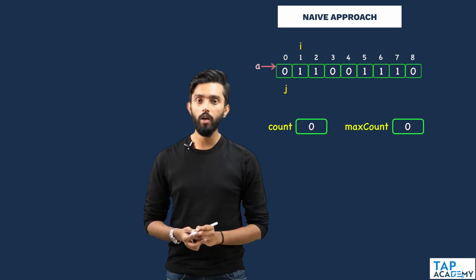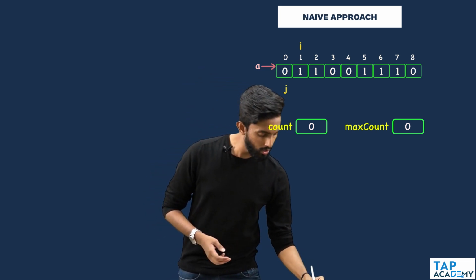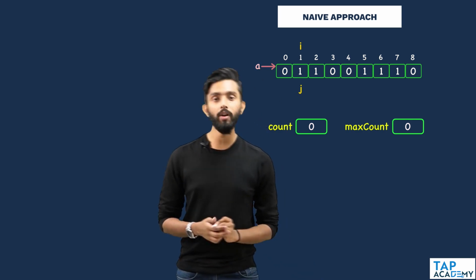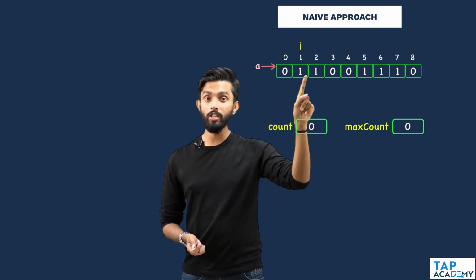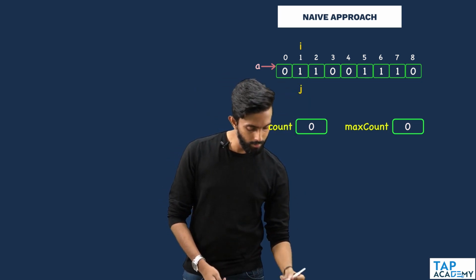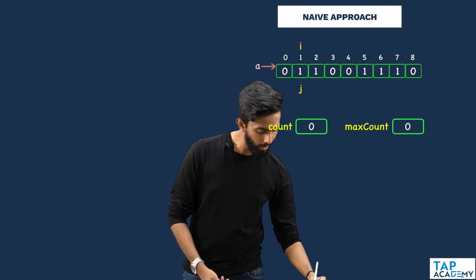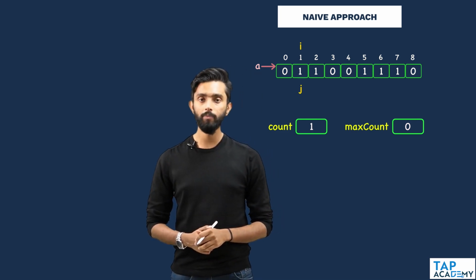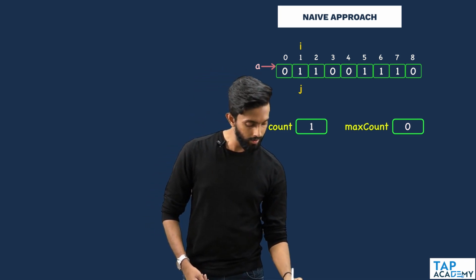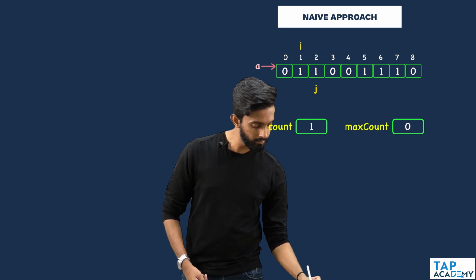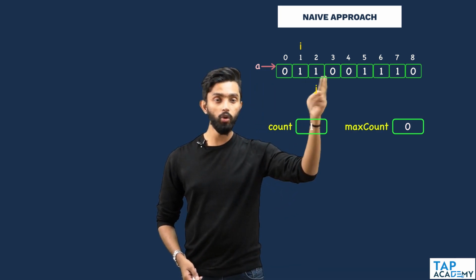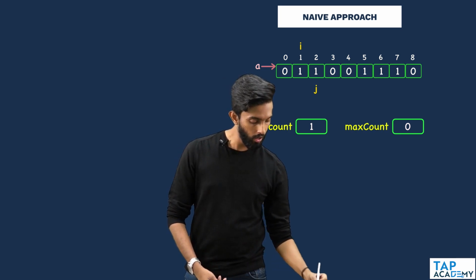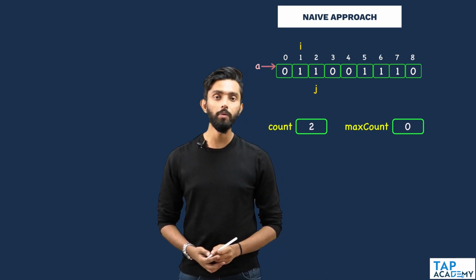I hope you are able to think. Then what will I do, sir? Again j will start from where i is starting. Now j will check, is the element 1? Yes, it is 1. If it is 1, immediately I will increment the value of count. Count becomes 1. Then again j moves forward. Again I will check, is it a 1? Yes. Which means again I found a consecutive one, so I will increment the value of count. Count becomes 2.